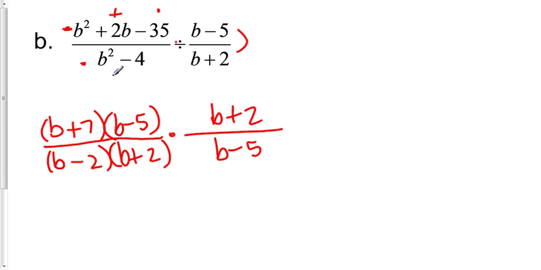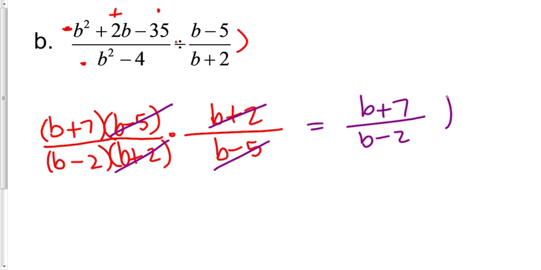Okay, now I've got everything factored. I've changed it to multiplying by the reciprocal, so now I'm going to cancel out any common factors. B plus 2's are gone, b minus 5's are gone, and now my final answer is b plus 7 over b minus 2. Remember, you cannot cancel out those b's because they're part of a binomial here.